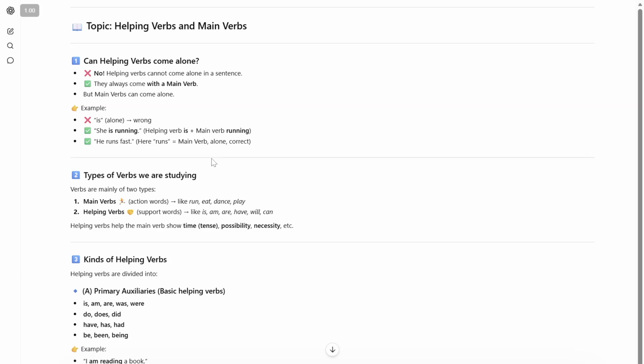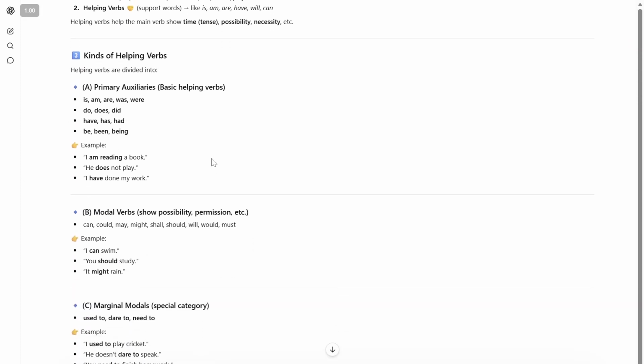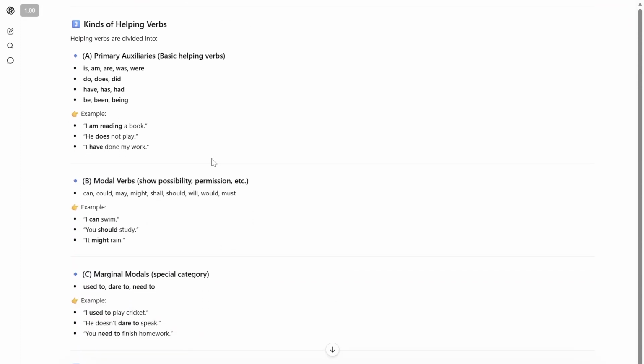Types of verbs we are studying. Verbs are mainly of 2 types. 1, main verbs, action words like run, eat, dance, play. 2, helping verbs, support words like is, am, are, have, will, can. Helping verbs help the main verb show time, tense, possibility, necessity, etc. Kinds of helping verbs: helping verbs are divided into A, primary auxiliaries, the basic helping verbs: is, am, are, was, were, do, does, did, have, has, had, be, been, being.